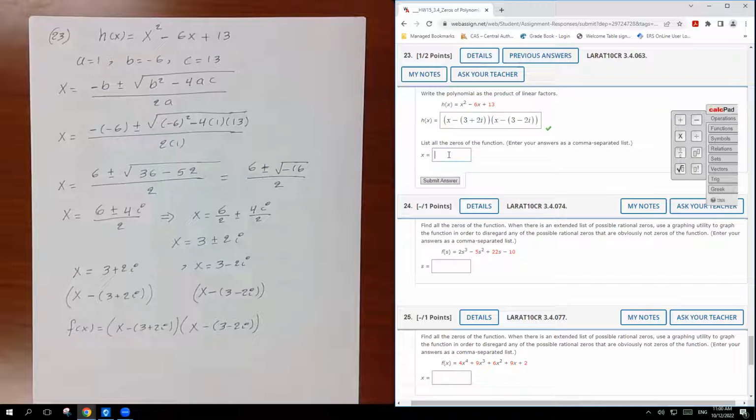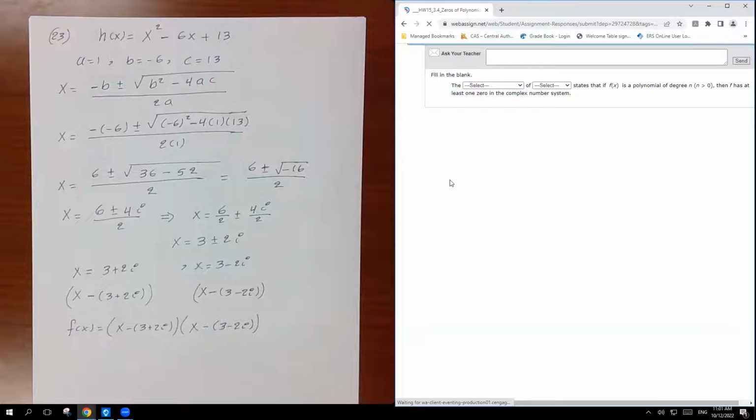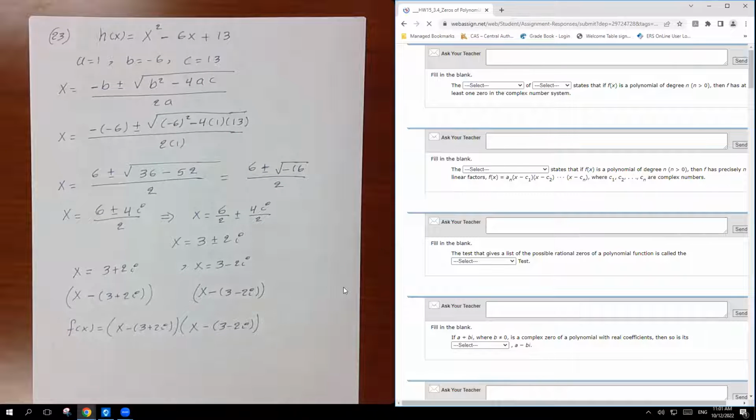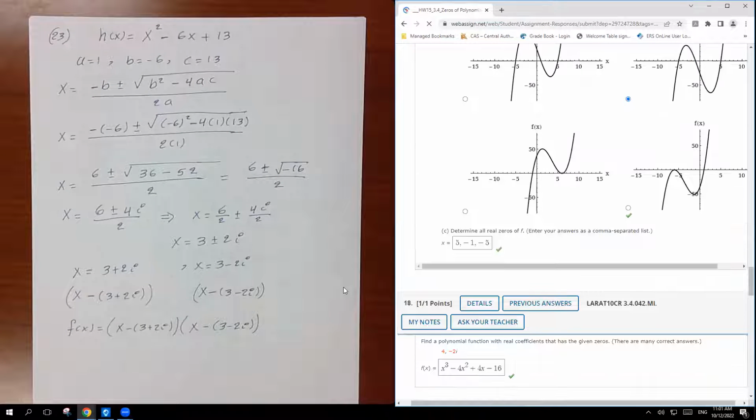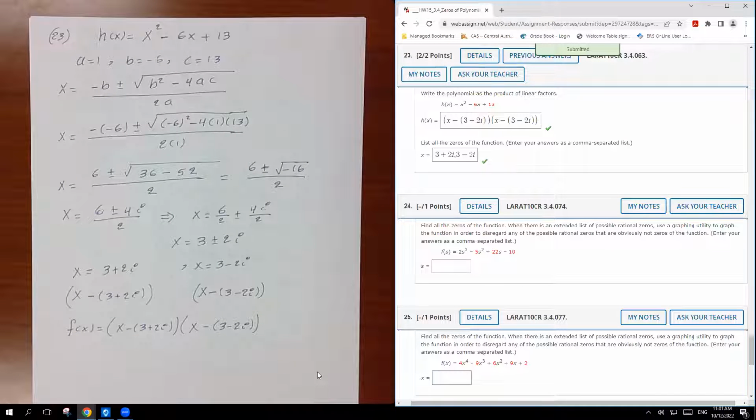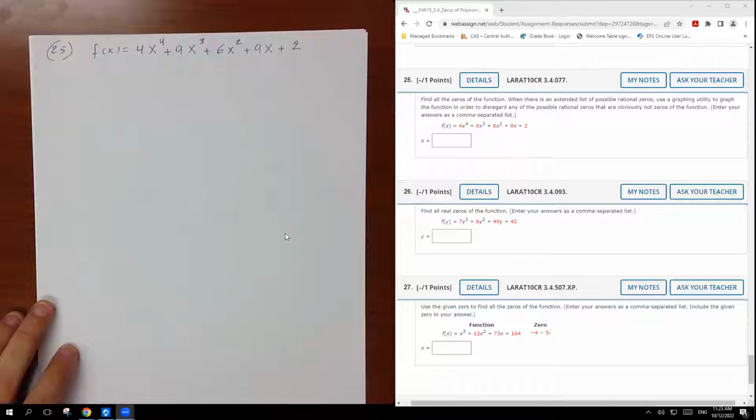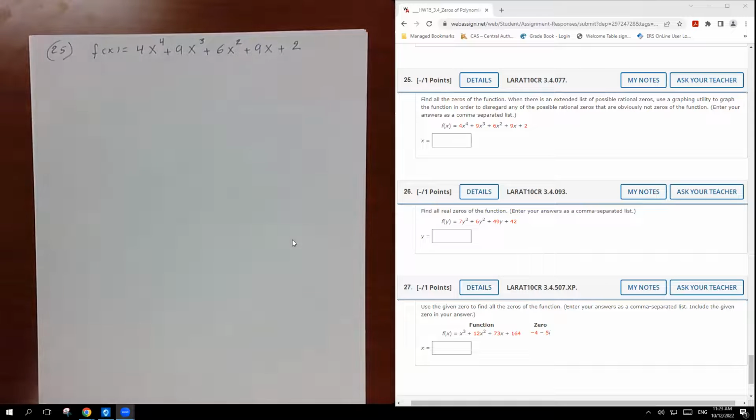And the next part, we're just going to write down the zeros, list all zeros. We got it from here, which is 3 plus 2i, comma, and 3 minus 2i. This is where we got the zeros. That's it for this example. Let's work on example 25. You're always going to do the same steps on example 25, 26, and 27.